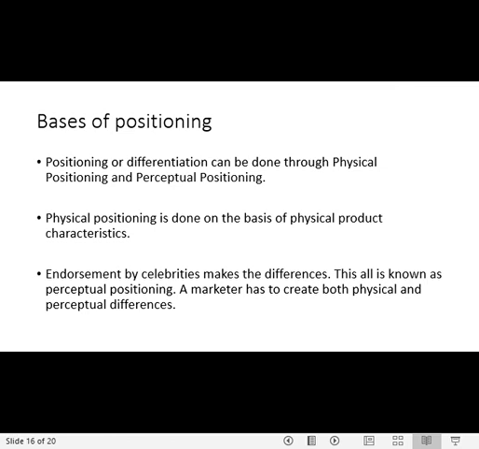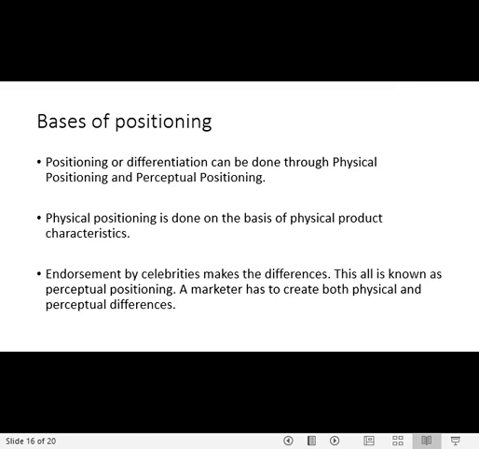How are the products being positioned in the market? There are two bases by which a market product is being positioned. That is, how am I differentiating my product from that of the other? So the first one is physical positioning. Physical positioning is based on the physical attributes. Now see, you have 20% extra in this product, so you are getting some more benefit in this.